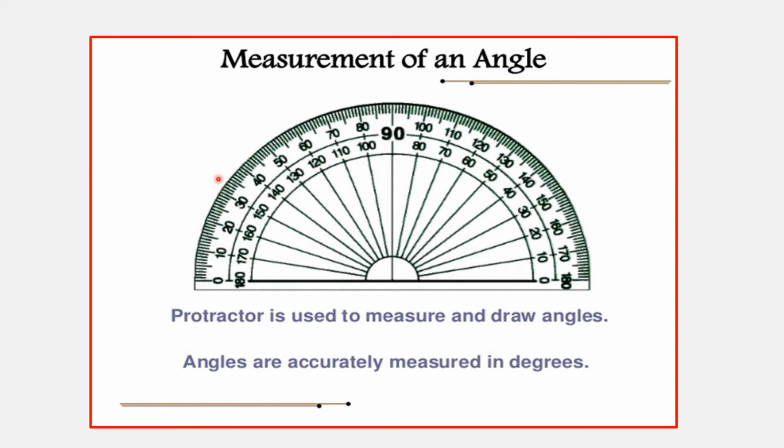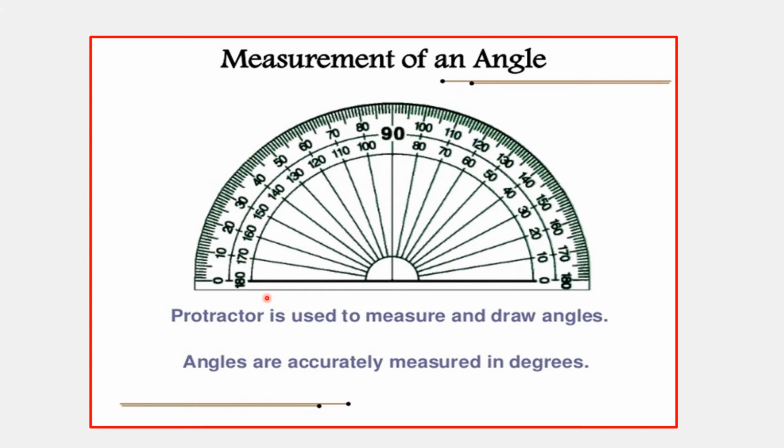How to measure an angle? We measure an angle by using a protractor. This is called a protractor. A protractor is used to measure or draw an angle, right? And the unit of angle is degrees. You measure the angle in degrees.